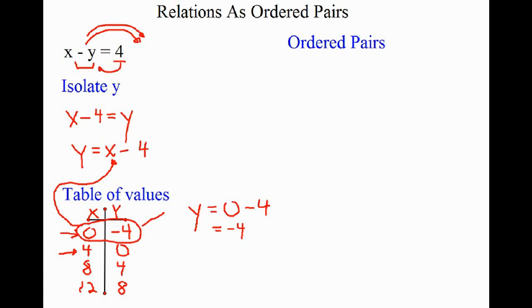So our first coordinate there, we've got x is 0, y is negative 4. If we're going to write that as an ordered pair, we put the x value and then the y value. The next ordered pair we have, x is 4, y is 0. Third one, x is 8, y is 4, and finally the last one, x is 12 and y is 8. So again, it's just another way to write the sets of values. The x value always comes first, and then the y value in brackets with a comma in between them.